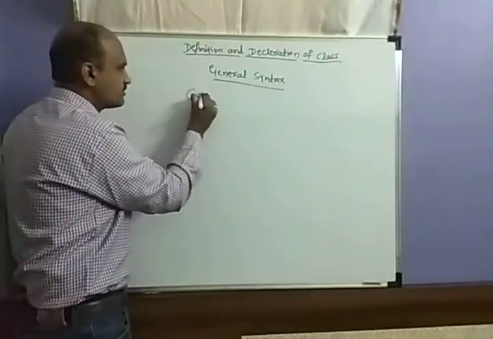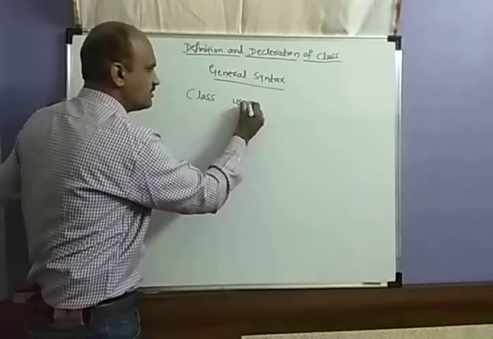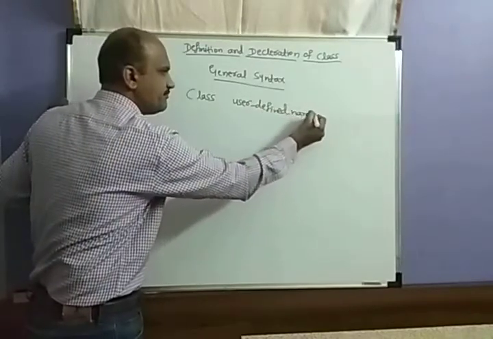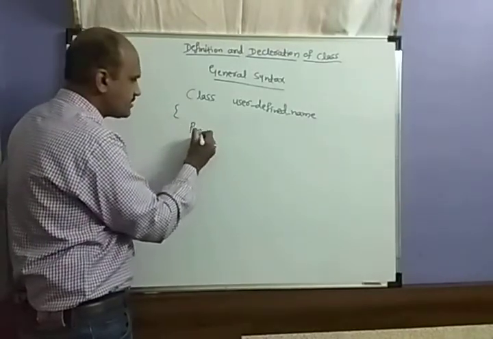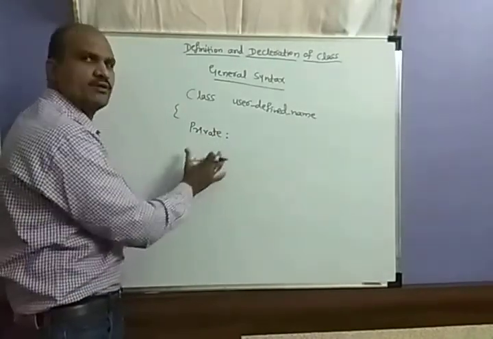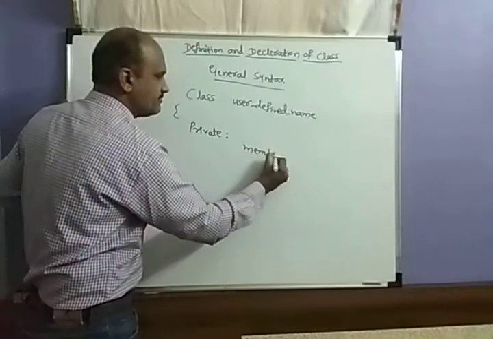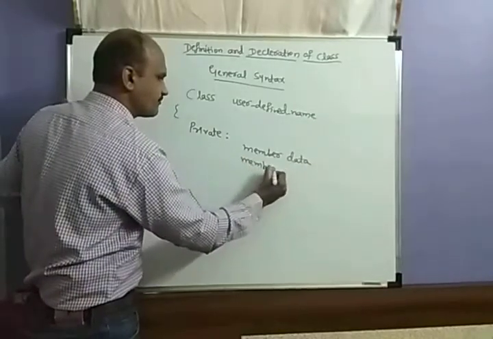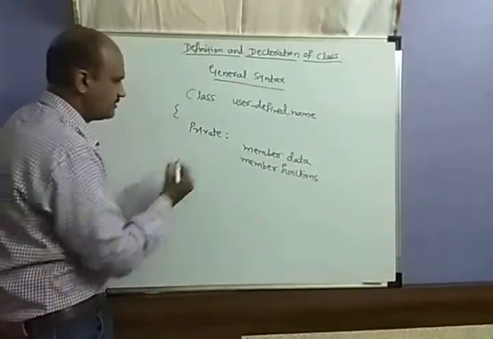First it starts with the keyword class, and next the user defined name. Next, open brace, then private with the colon. That is important in the syntax. Then in the private you have member data and member functions. This is the private section.